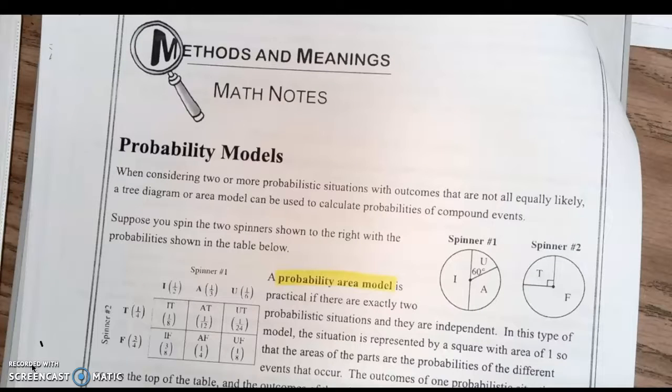When considering two or more probabilistic situations with outcomes that are not all equally likely, a tree diagram or area model can be used to calculate probabilities of compound events. Suppose you spin the two spinners shown to the right with the probability shown in the table below.